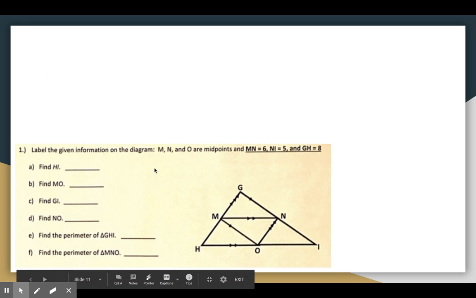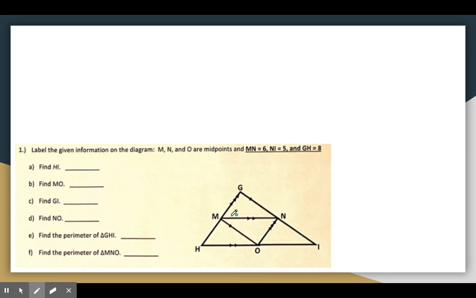And one final example. Again, same thing. We have some midsegments. Okay, they give us some information. MN, where's MN? MN here is 6. And again, using colors, we know that this line matches up with this entire line here. NI, where's NI? NI equals 5. Remember, this is technically the midpoint.